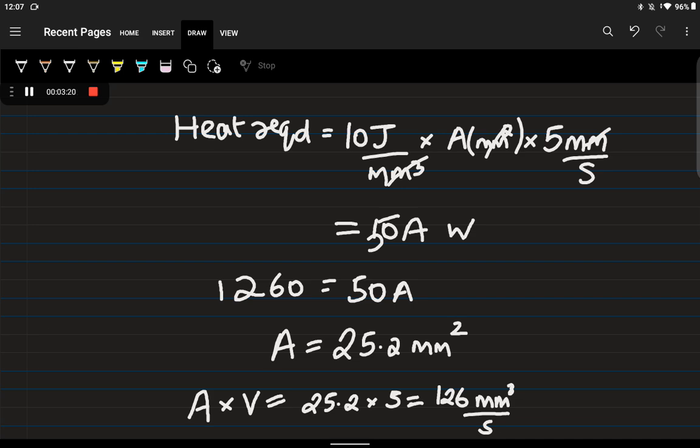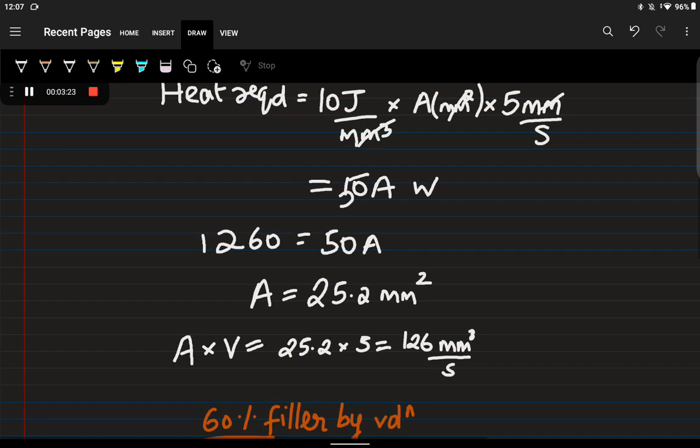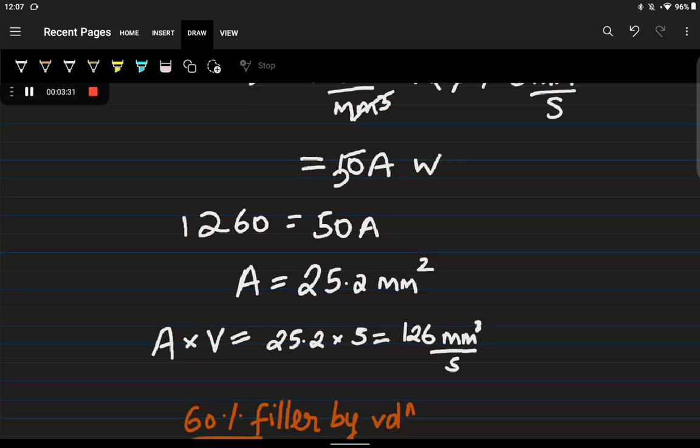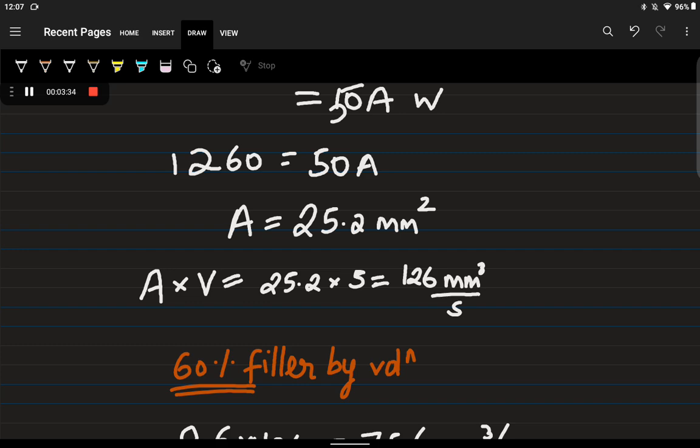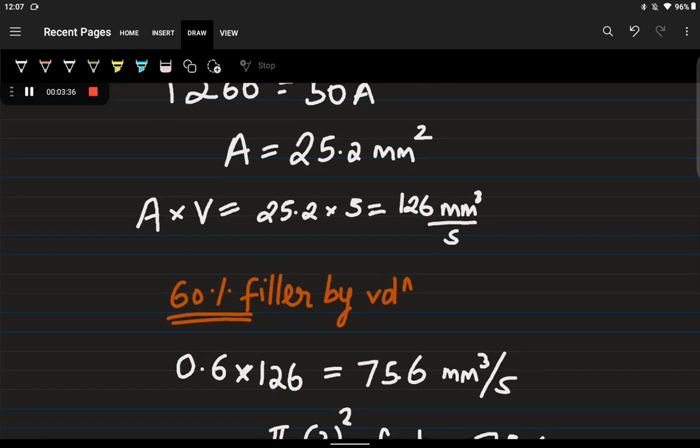From this we can find the volume flow rate, since we are measuring in a particular time frame. The volume flow rate is 25.2 into 5, that is 126 mm cube per second. Next, the key part of this question is they are asking for the feed rate of the filler wire. It is given that 60% of the volume of that weld is made up of filler wire.